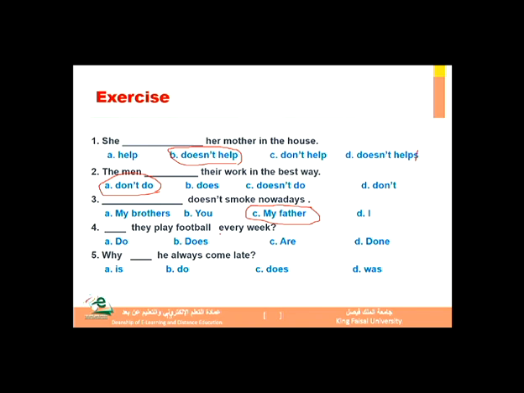Number four. They play football every week. So should we say do they or does they or are they or don't they? The correct answer is do they. Okay, so do they play football every week? Number five. Why blank he always come late? So should we say why is he come late or why do he come late or why does he come late or why was? The correct answer is does. Okay, why does he come late?